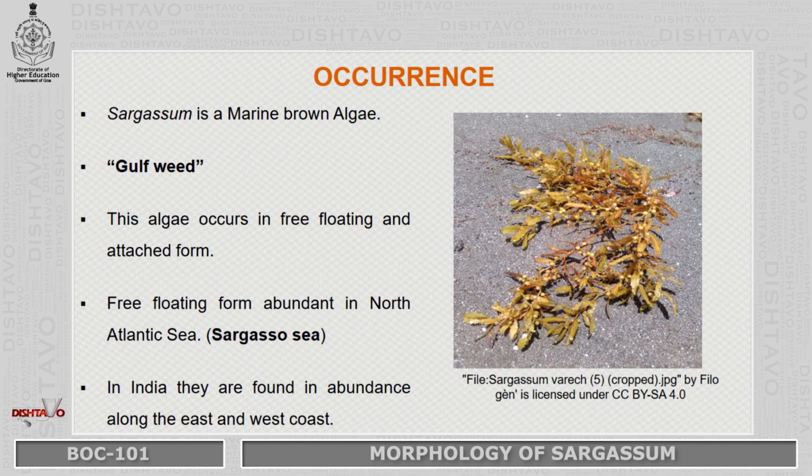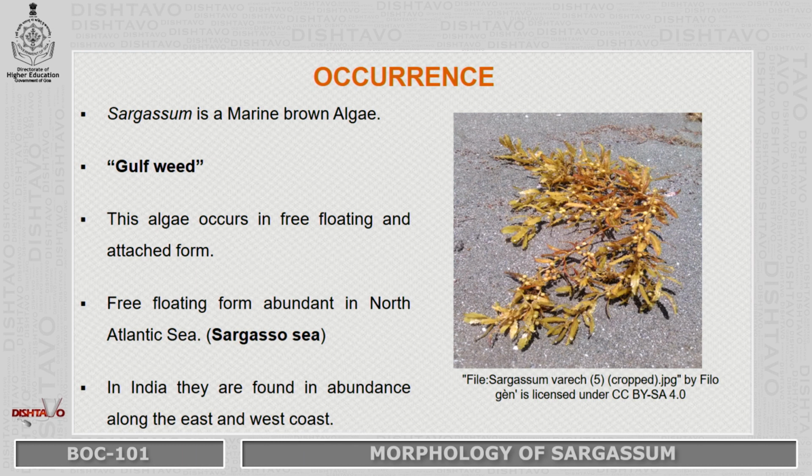Let us see the occurrence of this plant. Sargassum is called a marine brown algae. It is commonly called the Gulf weed. Sargassum, which is a Gulf weed, is a rich source of manure and fodder. We can use this plant to increase the fertility of our crop and also to feed our livestock.